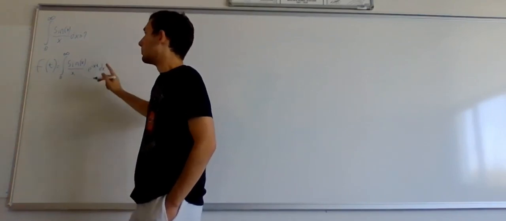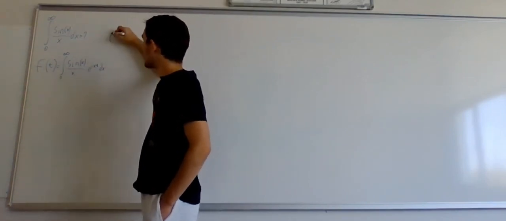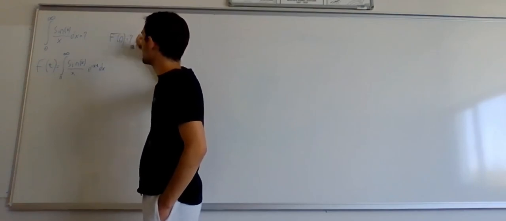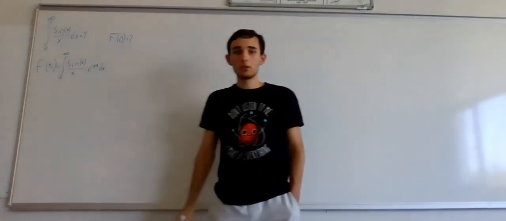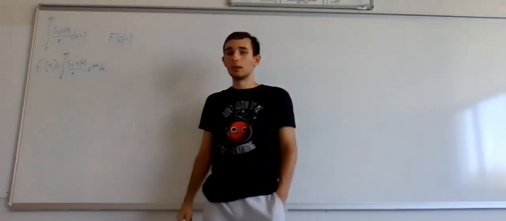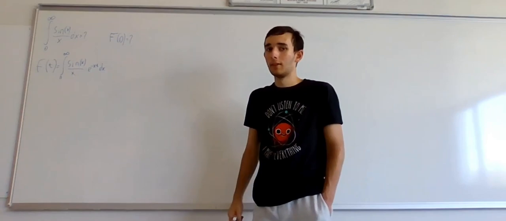So basically, we're looking for f of 0 here. Also, because if you plug in 0 instead of t, you end up with 1 here, and that's the same thing as the integral beforehand.